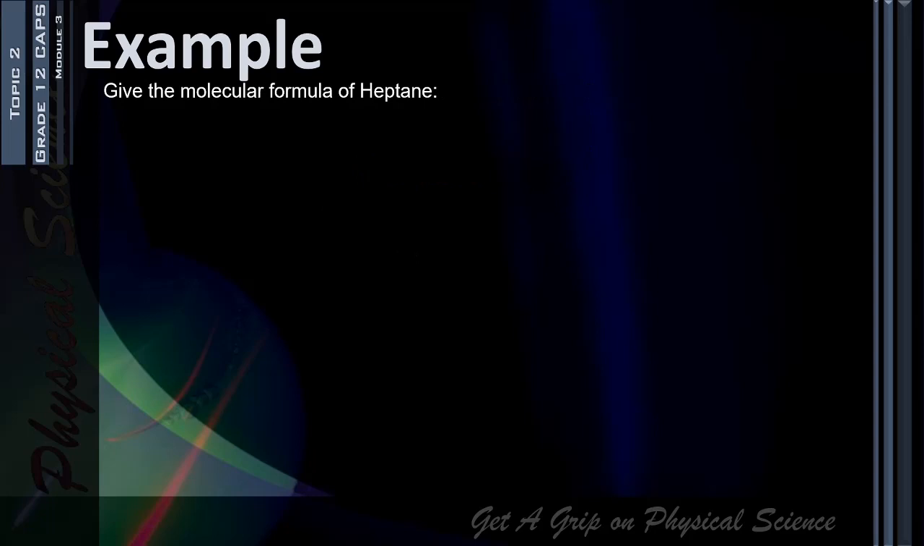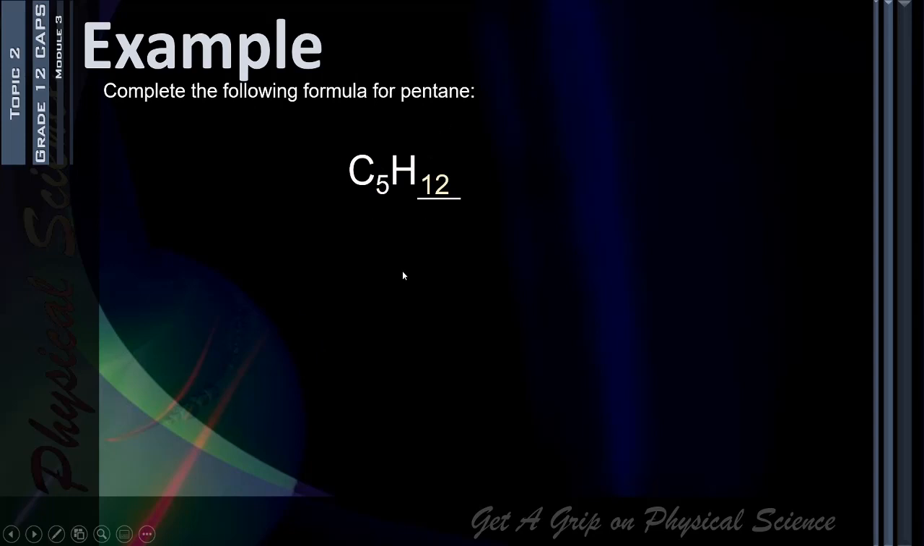Give the molecular formula of heptane. Now, hept tells us that there are 7 carbons in the molecule, and ane tells us that this is an alkane, so there must be double the amount of hydrogens plus 2. So it will be C7H16. Complete the following formula for pentane. So it's an alkane, there must be double the amount of hydrogens plus 2. So if there are 5 carbons, there must be 12 hydrogens.